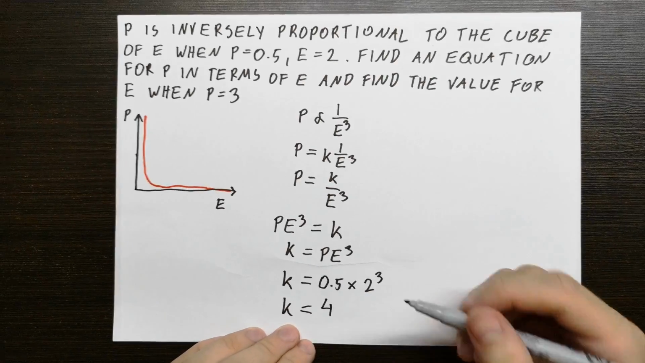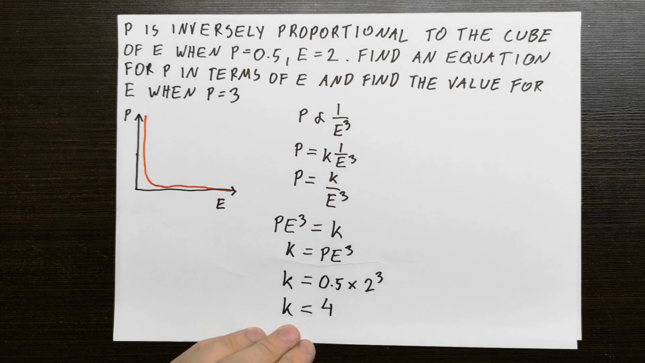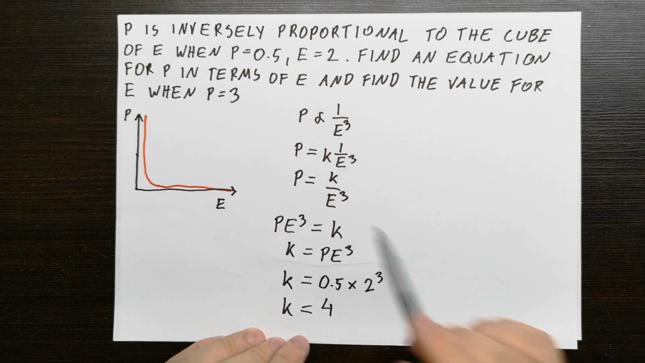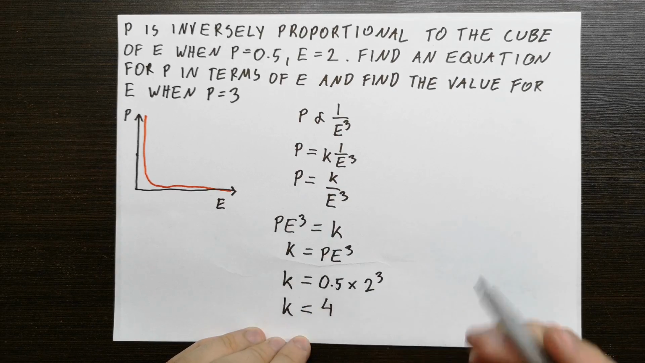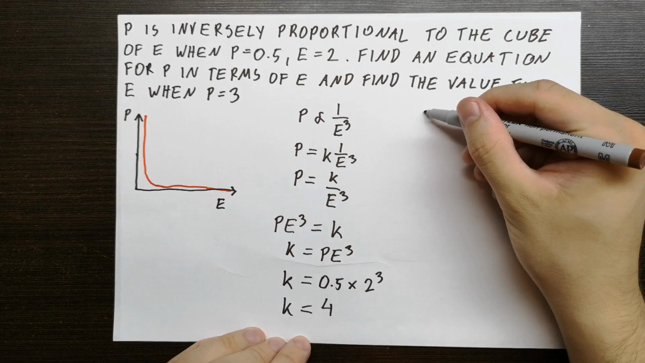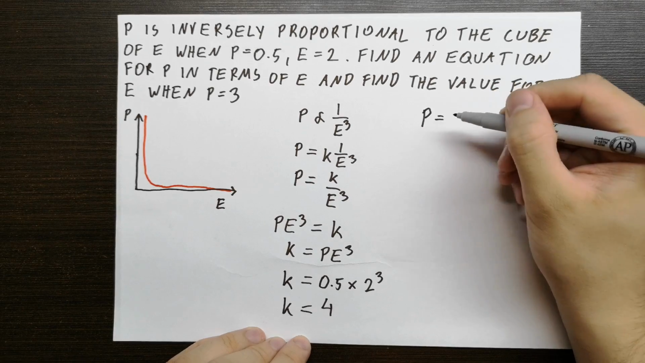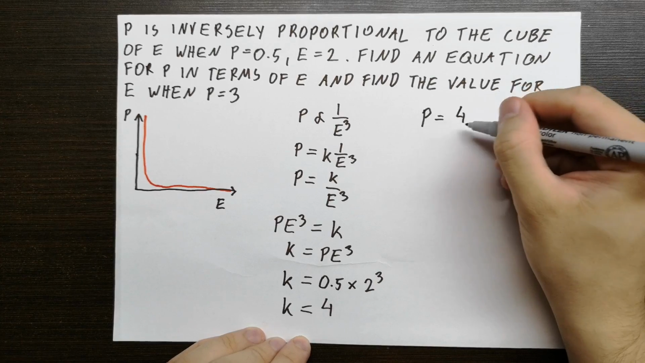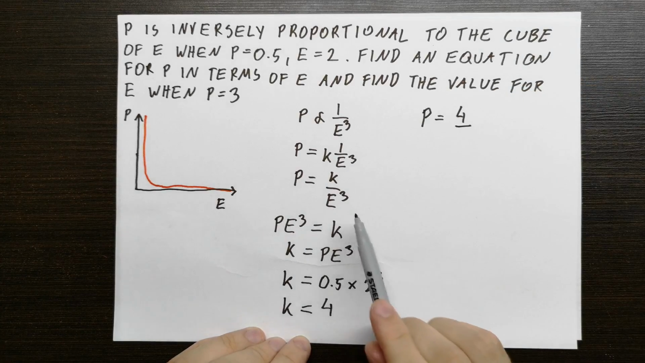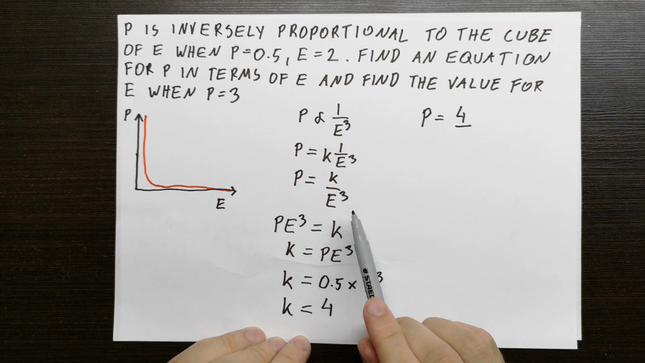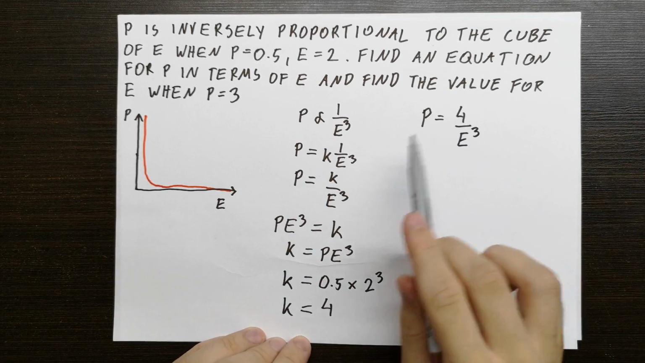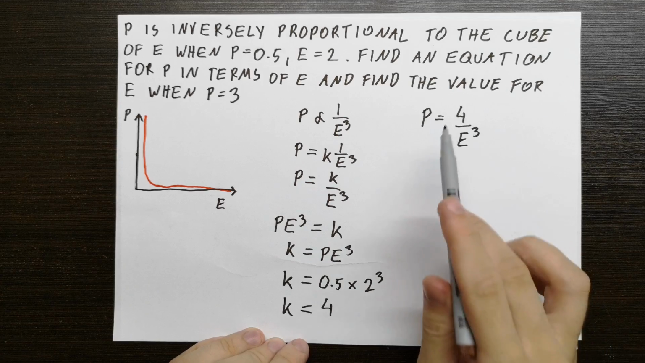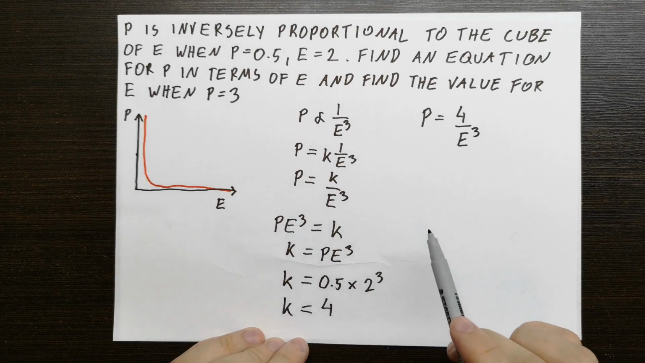Simple as that. So now we are going back, same principle as before, to the original equation, and we are making an equation for P in terms of E. Using this one as a template, we will come up with such an equation. P is equal to 4 divided by E cubed. Simple as that. We only just inserted that constant value, and that is the equation for P in terms of E.